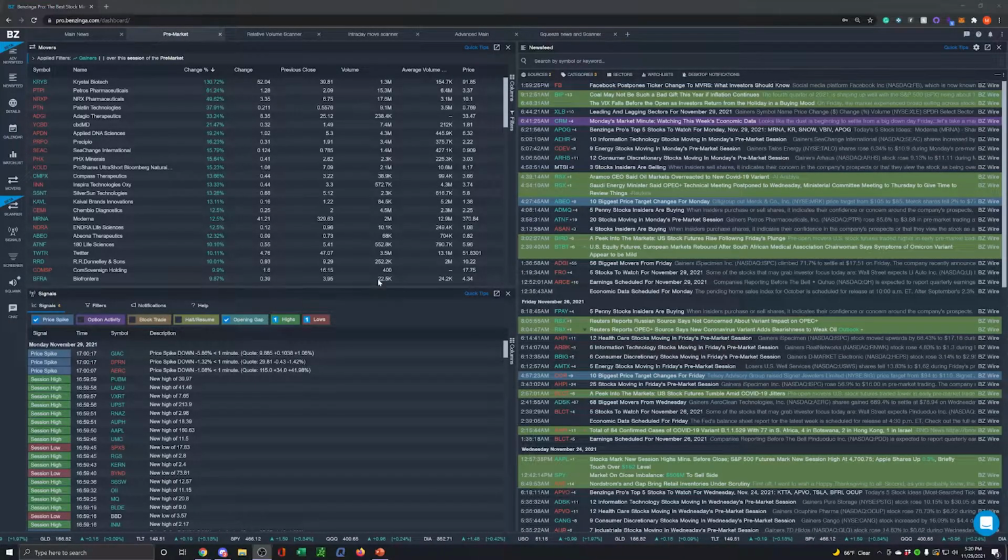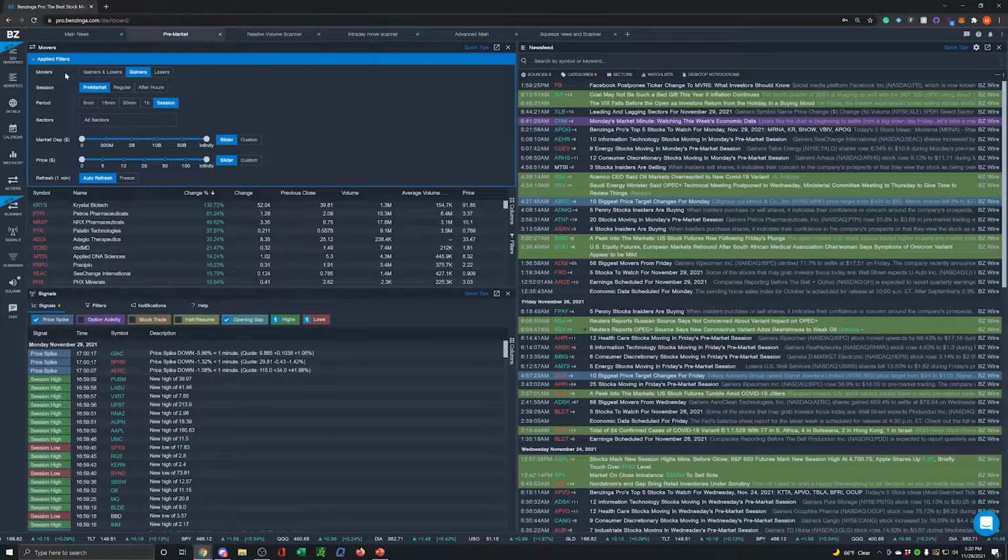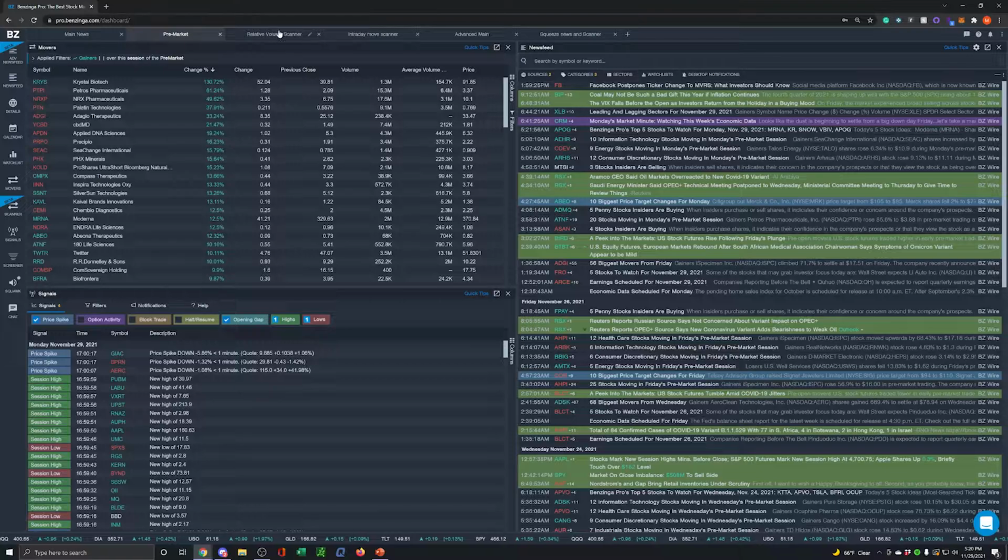So on the top left hand, you have basically a scanner that's showing you what's moving. You can filter it to gainers and losers, or specifically just losers, pre-market session, regular session, after hours, and you could put it for a period of time. I usually leave it under session, pre-market, and gainers. Market cap, I don't really change that. Price, I don't really change that. Sector, I leave it with all sectors, and I have it on auto refresh, so it's constantly refreshing on its own.